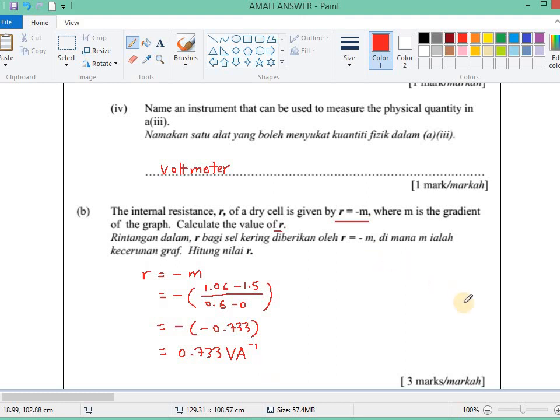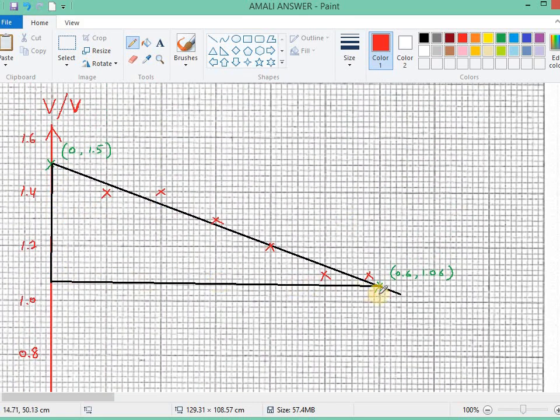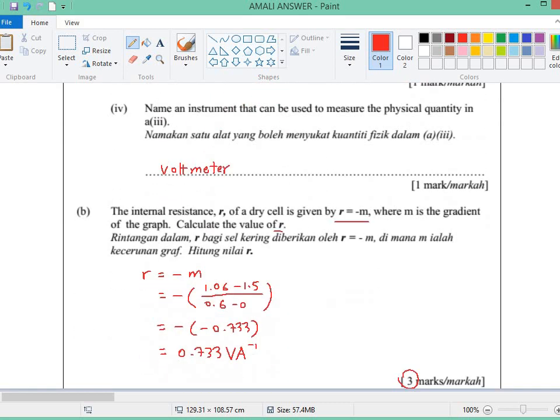Okay, you see this question has 3 marks. The first mark is actually on the graph. The first mark is this triangle. Okay, when the question asks you to calculate gradient, you must draw a triangle to show which are the 2 points that you choose to calculate your gradient. So the triangle gets 1 mark. Then you show your substitution, another mark, and then the final answer, another mark.